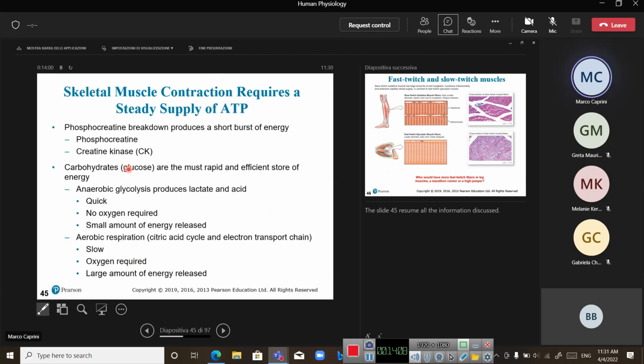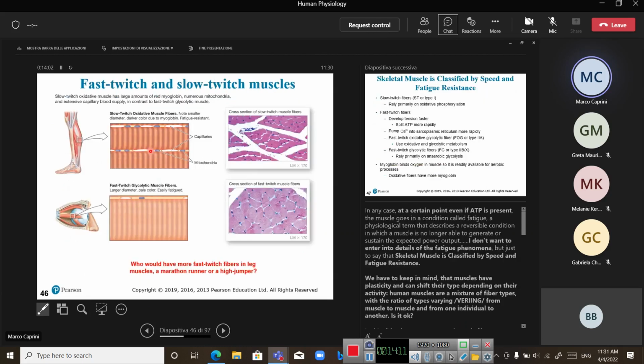So now it's important to see which muscles can use the ATP, because all the muscles in our body are different. I mean, there are groups of muscles in our body. We use different types of muscles for different types of exercise. Who would have more fast twitch fibers in leg muscles? A marathon runner or a high jumper?